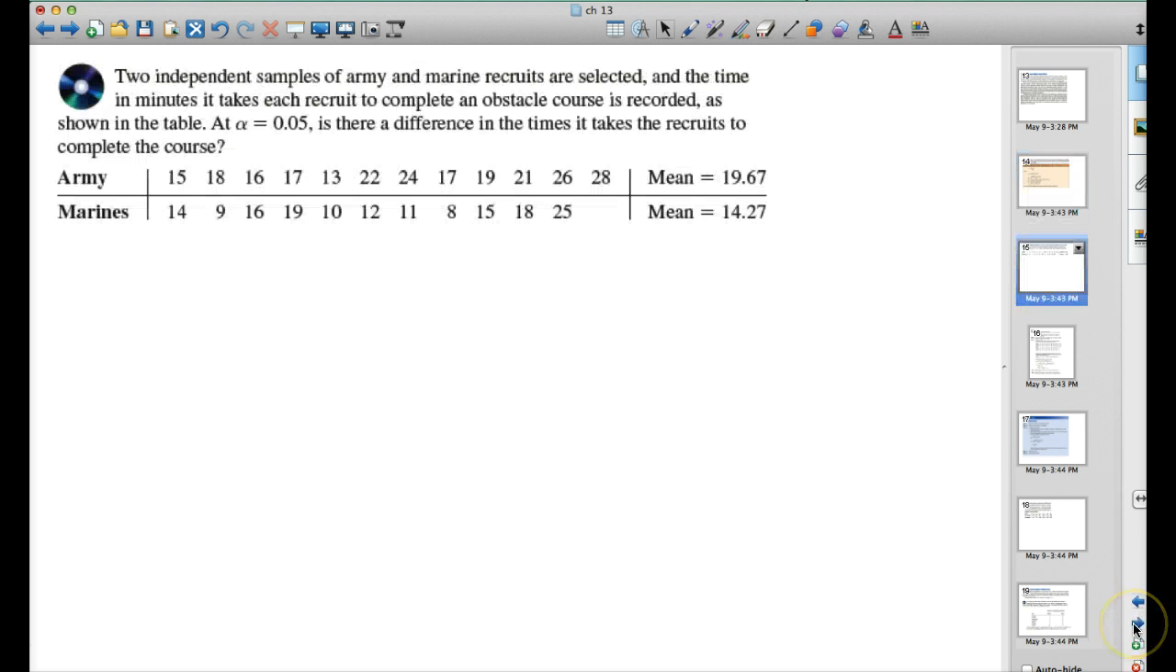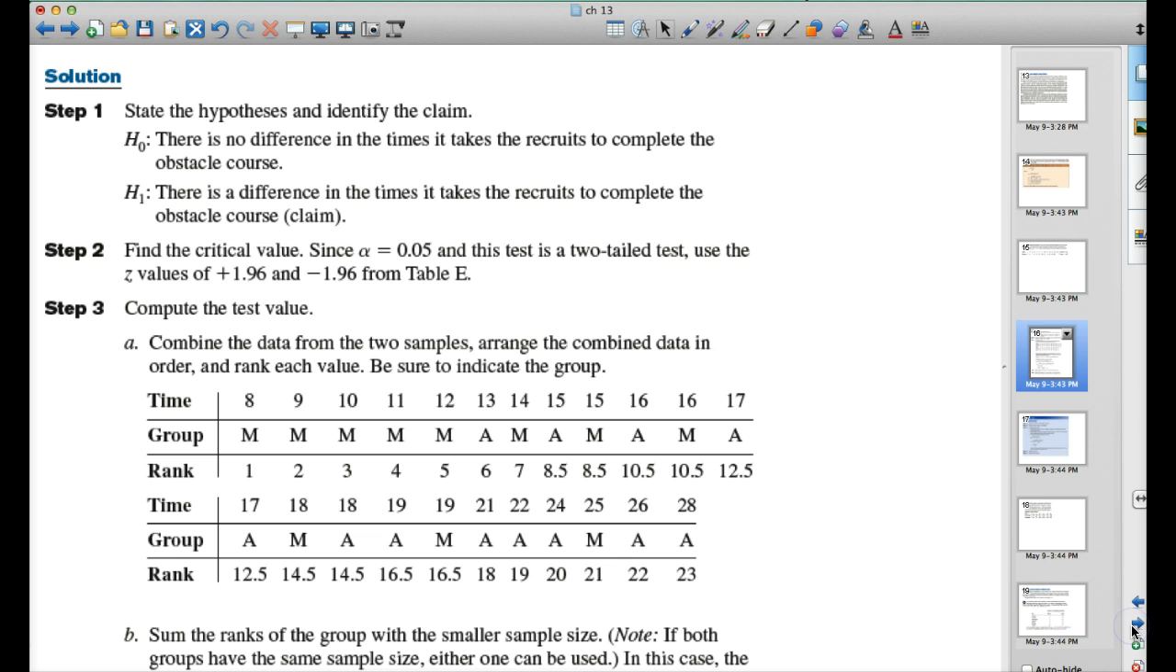So as we look through here, two independent samples of Army recruits are selected, and the time in minutes it takes each recruit to complete an obstacle course is recorded, as shown in the table. At alpha 0.05, is there a difference in the times it takes the recruits to complete the course? We're given that the means of each are 19.67 and 14.27, and so on down the line. So let's look at the data.